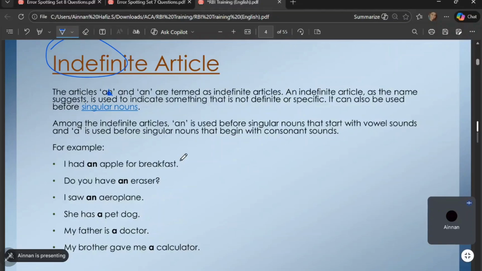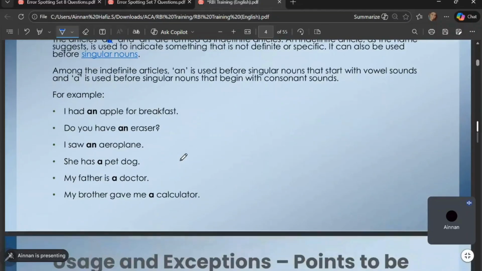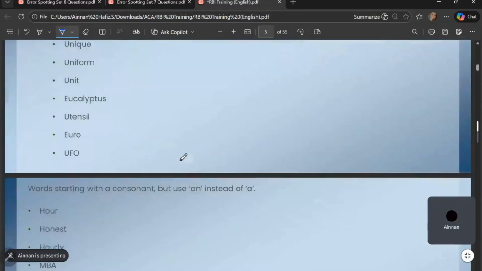Can someone name the vowels for me? A E I O U. Perfect. So these letters A, E, I, O, U in your English grammar are called vowels. So we use an before them. Next coming to a, pronounce it as A or a. We use this before all the other alphabets other than vowels. Okay, so that is how it works. This is with definite and indefinite.